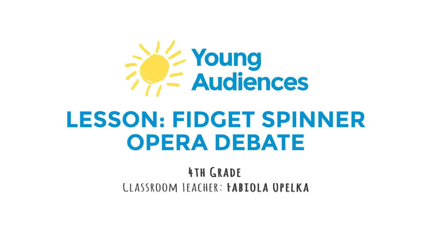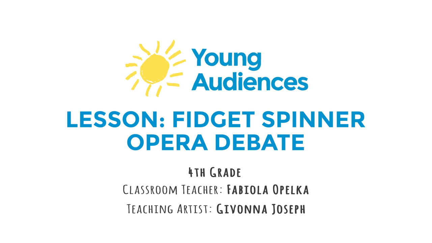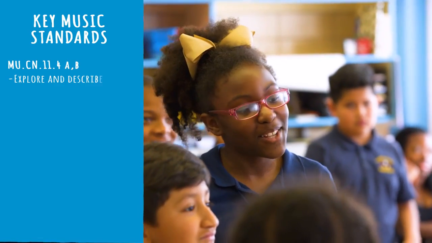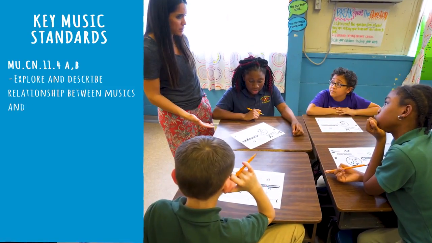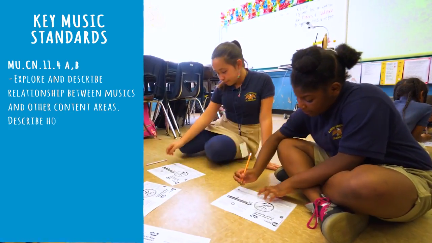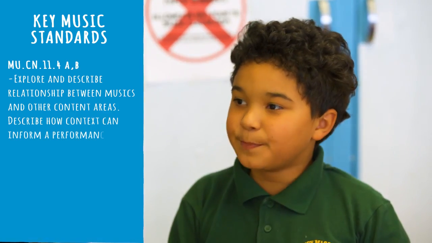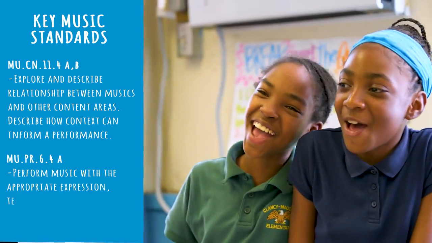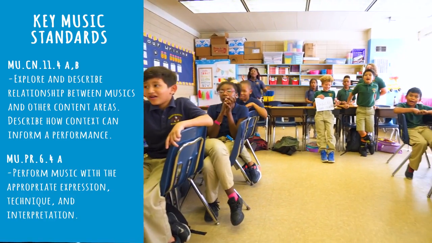Fidget Spinner Opera Debate. In this unit, students will use opera to understand the function of reasoning and evidence in a debate about fidget spinners in schools. Students will explore and describe the relationship between music and other content areas. They'll also describe how context can inform a performance. Students will then perform music with appropriate expression, technique, and interpretation.